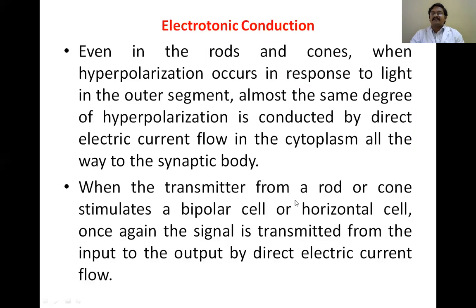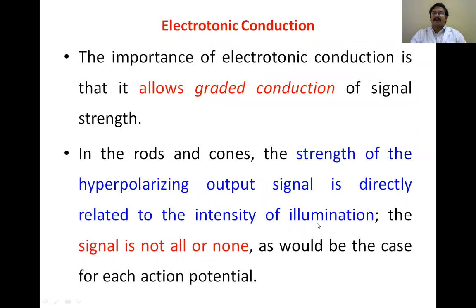When the transmitters from the rods and cones stimulate the bipolar or the horizontal cells, once again the signal is transmitted from these inputs to the outputs by electrical current flow only. The glutamate released from the rods and cones stimulates the bipolar cells and the horizontal cells, and once again the signal is transmitted by conduction of electrical current only.